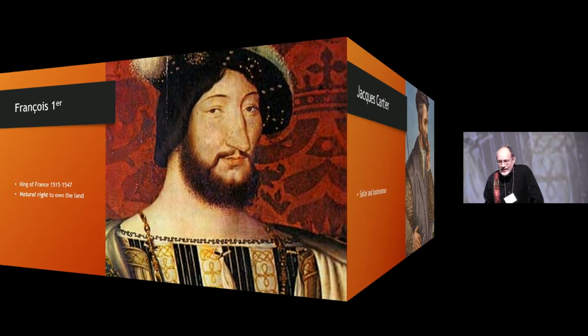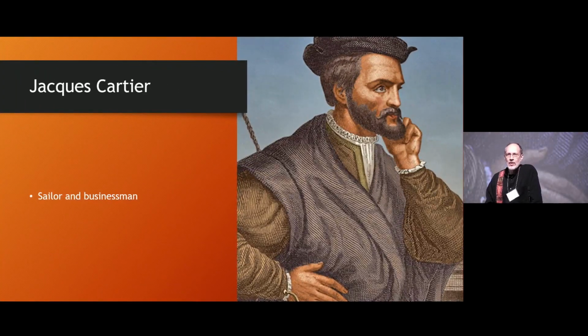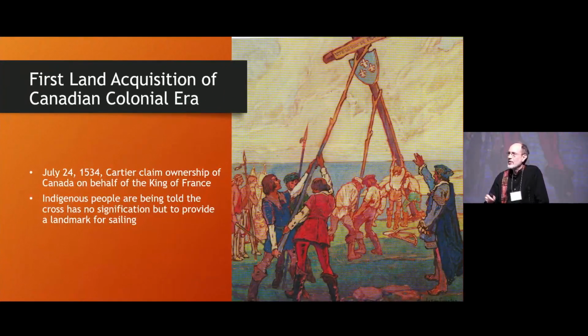So he hired that guy, Jacques Cartier, who was a sailor and businessman. You all know that, but you'll see there's a connection. I'm not going too far. And he told him, come on, you've got to go there and do something. So Cartier got into his boat, sailed there, and then on July 24, 1534, Mr. Cartier said, this land belonged to the King of France.